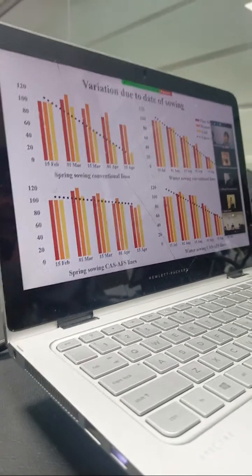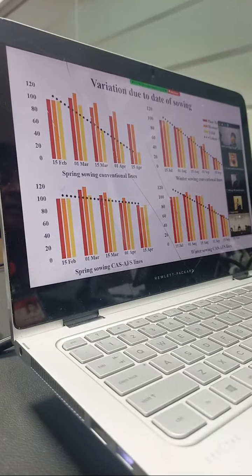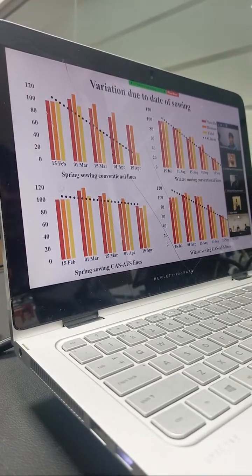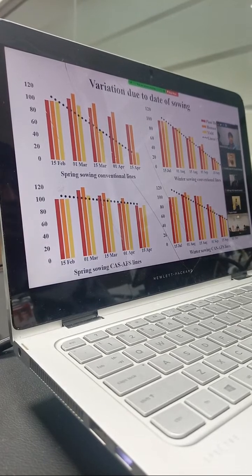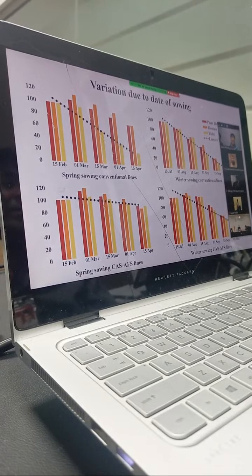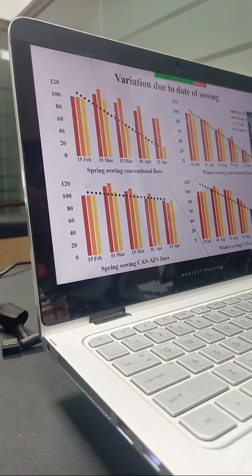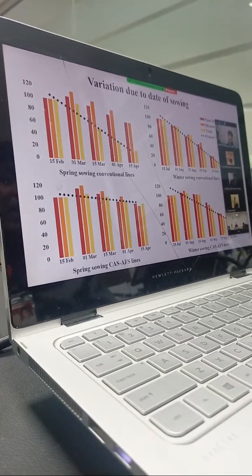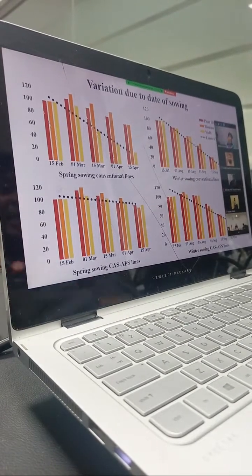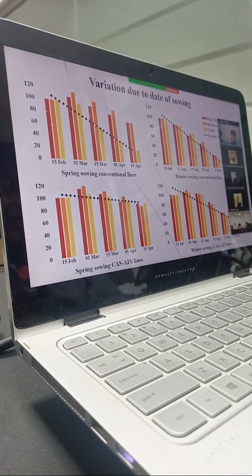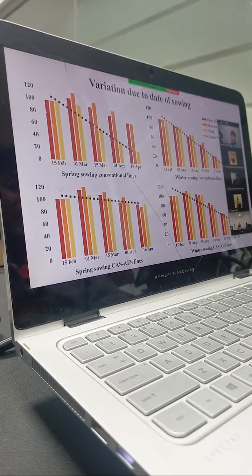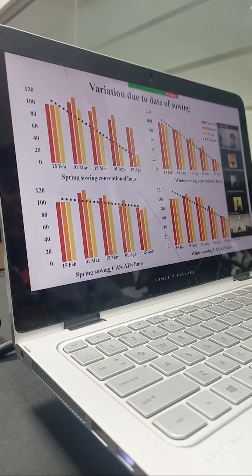Now, this is very interesting. What we did, we were trying to optimize the best sowing time at different locations. So here you can see that there are different sowing times. We started our spring sowing from 15 February, and each sowing was done with 15 days interval. You can see that from 15 February to 15 April, the spring sowing was done.